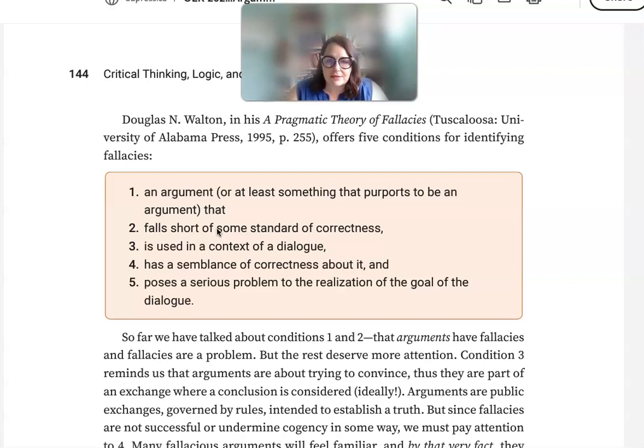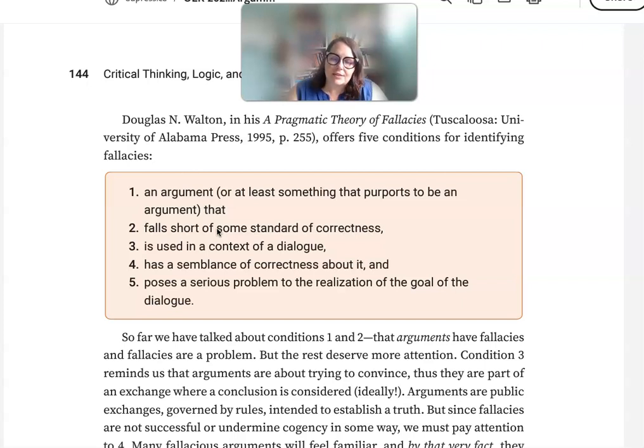So in identifying a fallacy, you have something that is an argument or purports to be an argument. It falls short of some standard of correctness, whether that's relevance, whether that's dialectical acceptability, whether that's having a clear and good definition. All of these standards of correctness really need to be elaborated because it's not enough to point out a fallacy and just say that's a fallacy. We have to say what's the standard of correctness and how does it fall short.